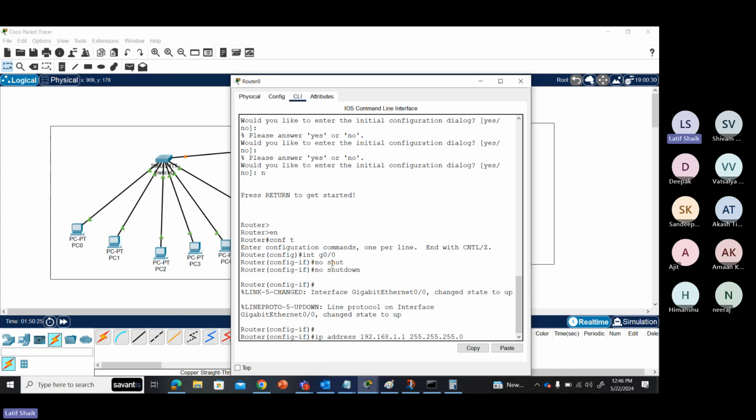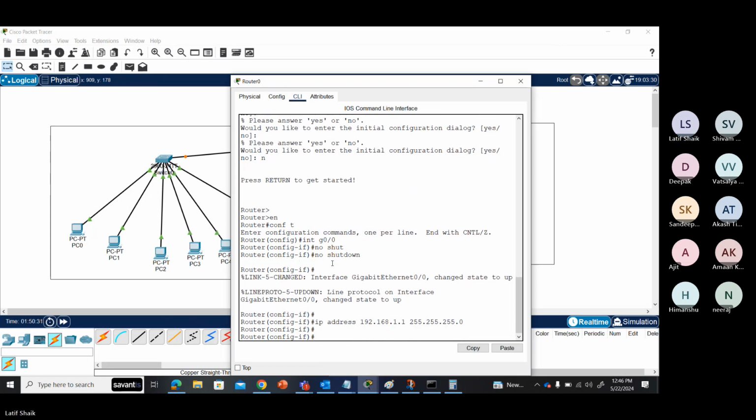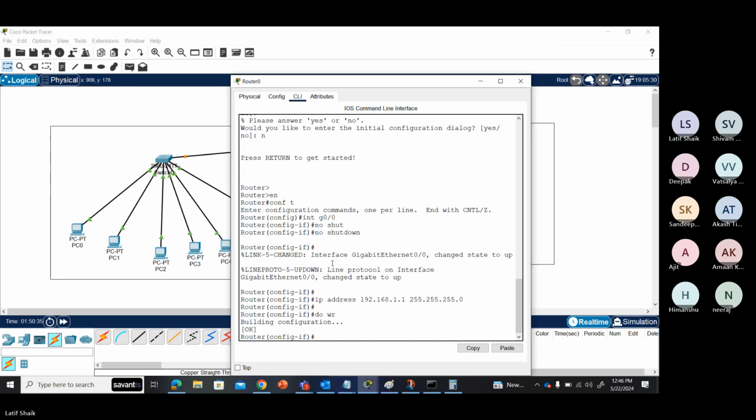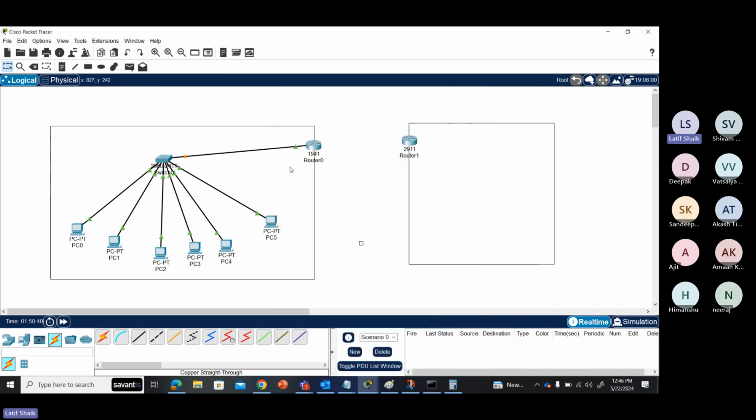By default, default gateways or router IP addresses are usually .1 or the last one. Okay, the port is up now.